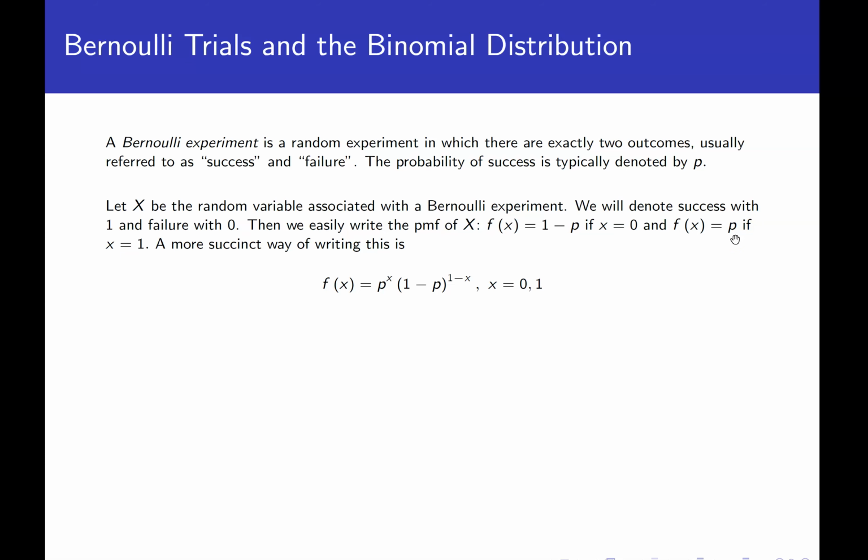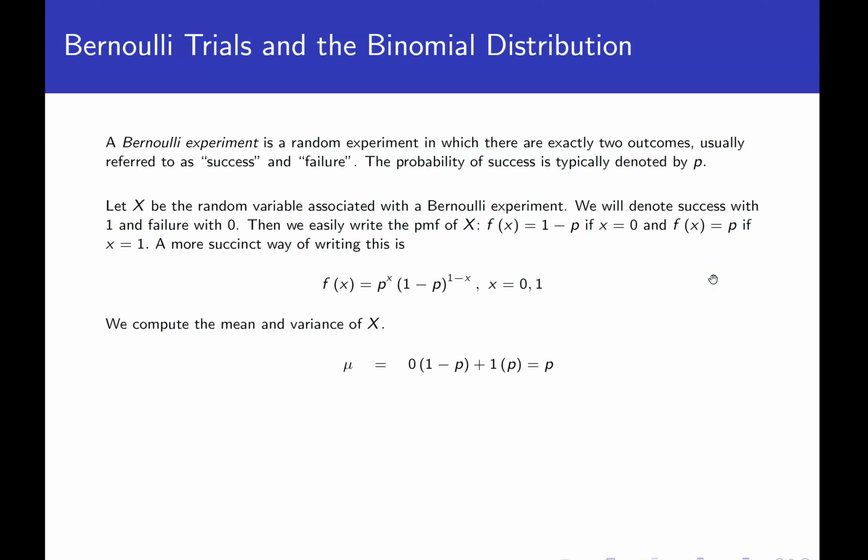A little bit more succinct and maybe clever way to write this is f(x) equals p to the x times (1 minus p) to the 1 minus x, where x is either 0 or 1. Notice if you put in x equal to 0, that should give me failure, right? Well, p to the 0 is 1, and I get 1 minus p to the first, which is 1 minus p, like I have up here. Likewise, if x is equal to 1, I get p to the first and 1 minus p to the 0, so I just end up with p, which is our probability of success.